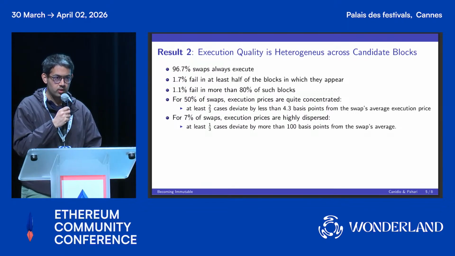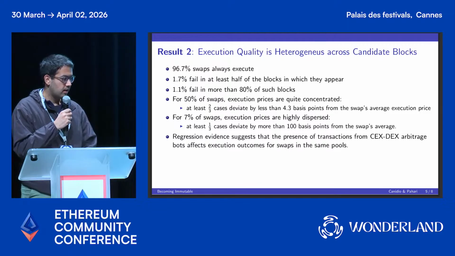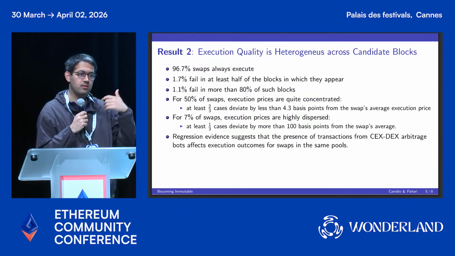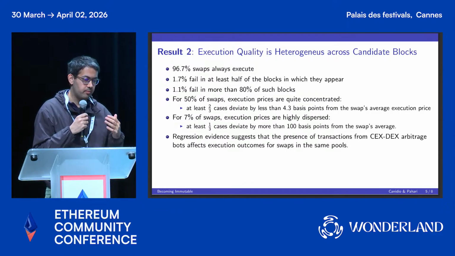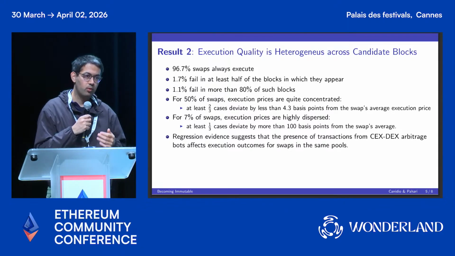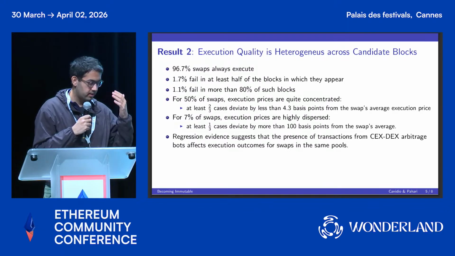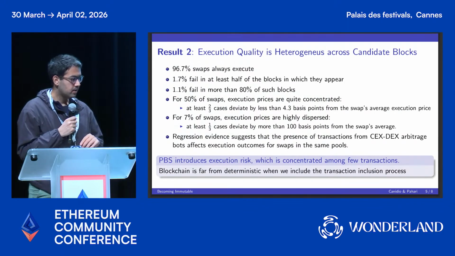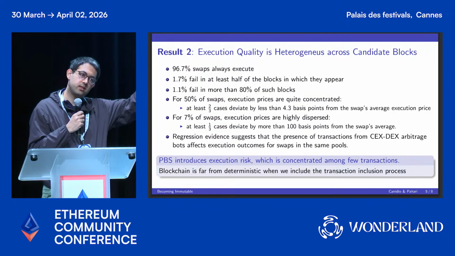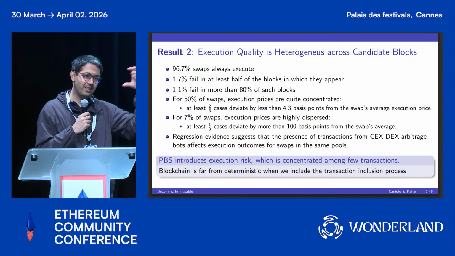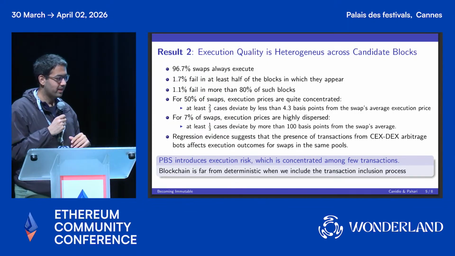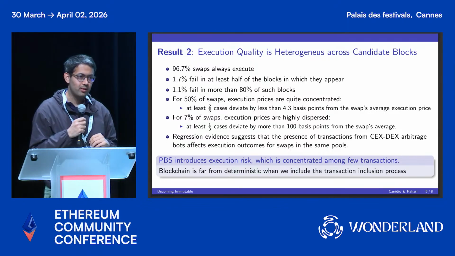And we did some regression analysis just to see what we get. What we found suggests that the presence of CEX-DEX arbitrage bots who swap in the same pool as the user typically leads to worse outcomes for the user. From this entire process, what we can say is that once a block is included on the blockchain, it is deterministic and immutable, but the process in which it actually happens is far from deterministic.